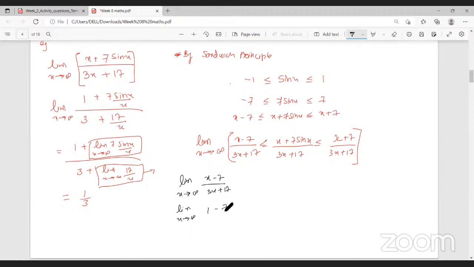So we get 1 minus 7 by x upon 3 plus 17 by x. Now we can put the limit: the 7 by x and 17 by x terms become 0, so it will come to 1 by 3.